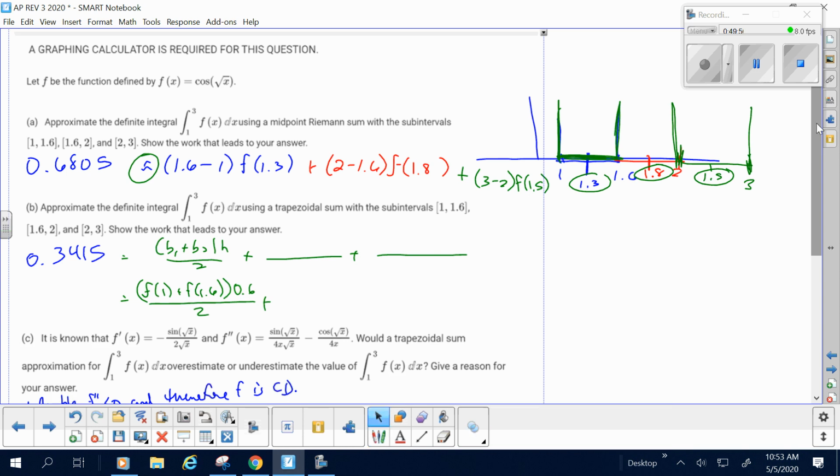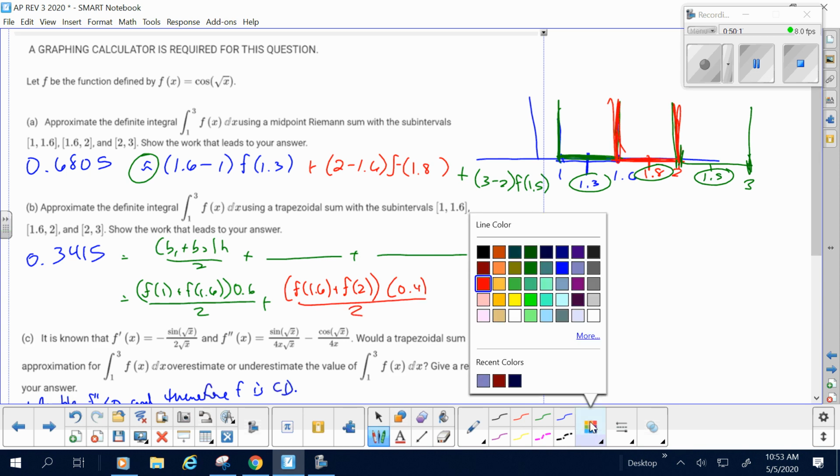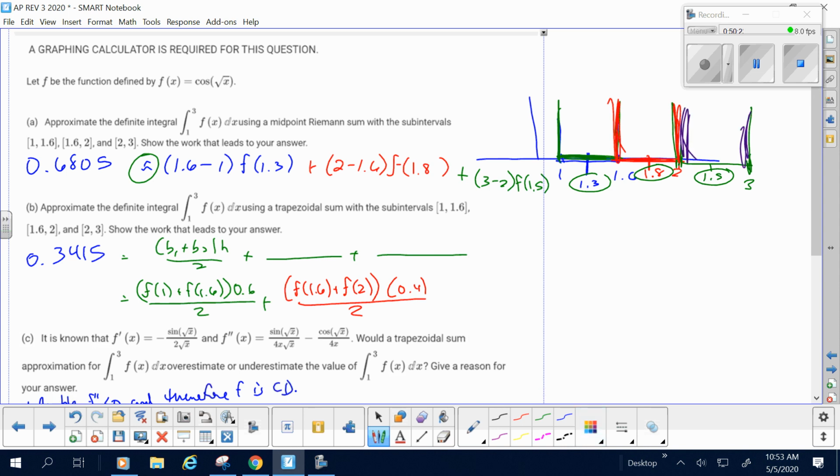The next trapezoid is f at 1.6 and f at 2 for the bases, or the parallel sides, and the height, or the distance between the two, is 0.4. And finally, the last is going to be f at 2 plus f at 3 times the base of 1 between the parallels divided by 2. That's right, got my answer. Make sure you use f when it's appropriate, g when it's appropriate. Read carefully, please.